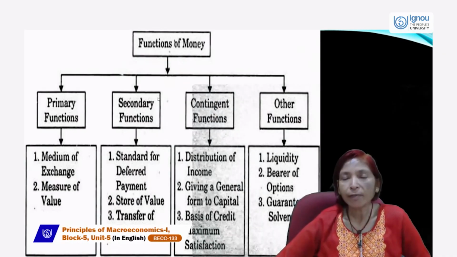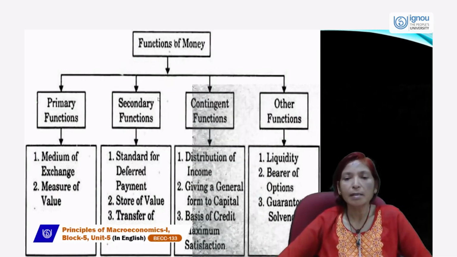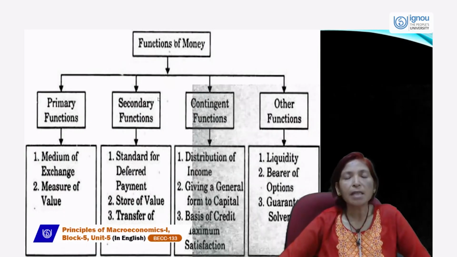Next is other functions. Among other functions, the first subpart is liquidity. According to J.M. Keynes, money is a very liquid form of asset.